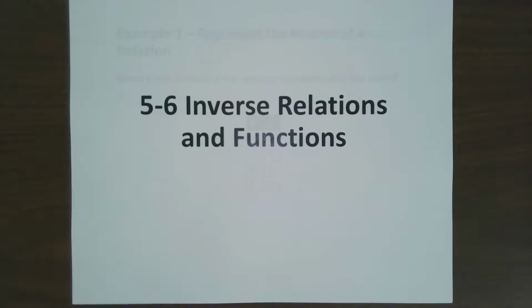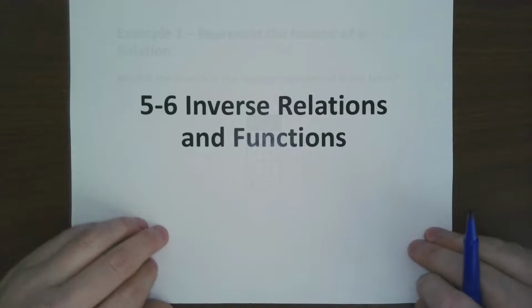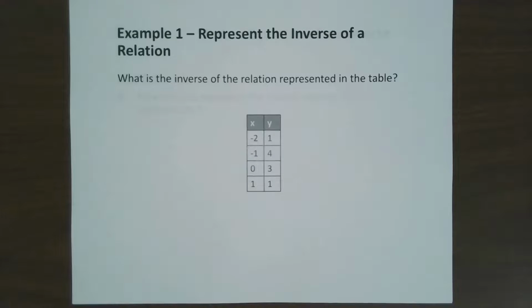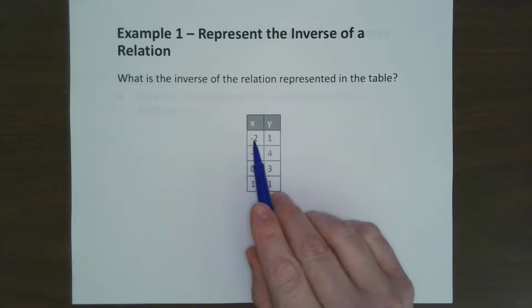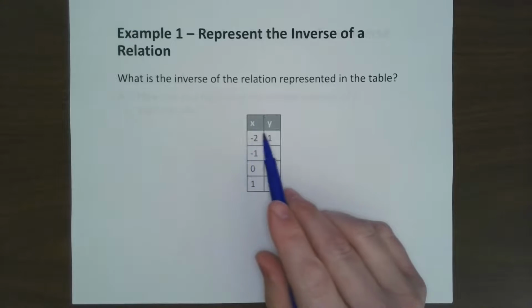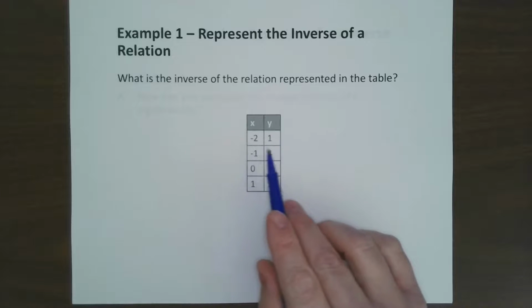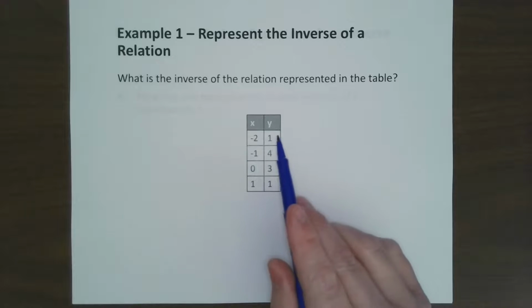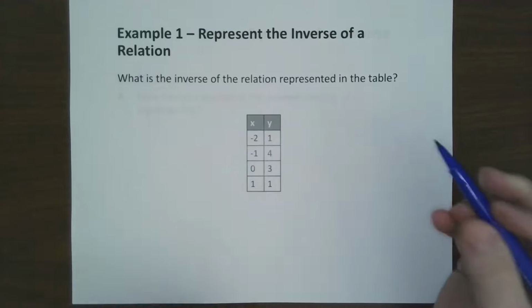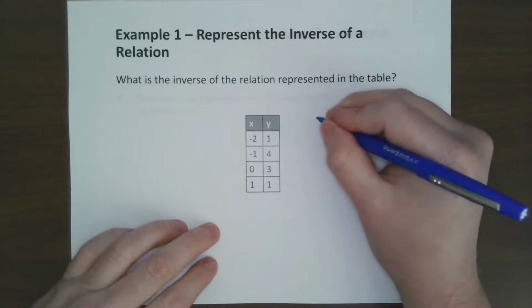Hi, today's lesson is on inverse relations and functions. So what is the inverse representation of this? What an inverse is: if I plug in x in a normal function, I get y. That's what this table shows. The inverse is I plug in y and I get x. So how do we represent that with a new table?